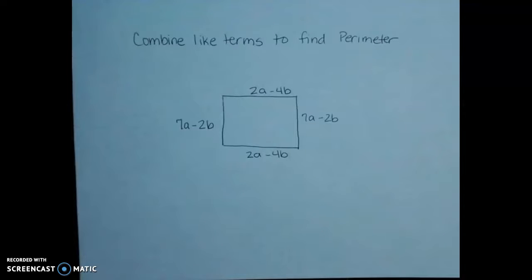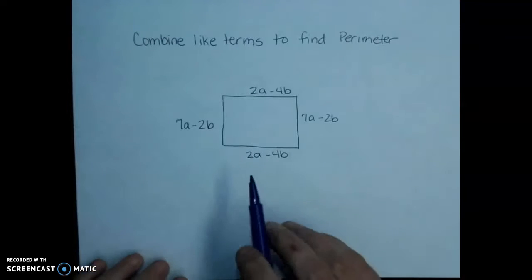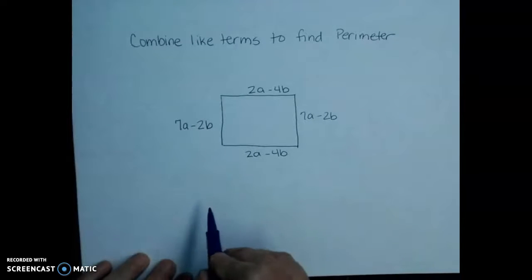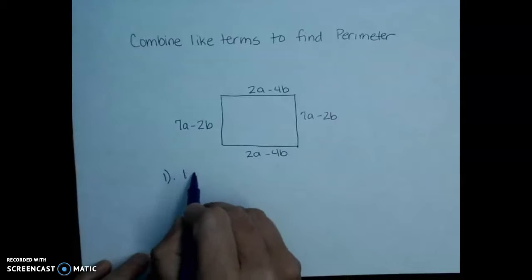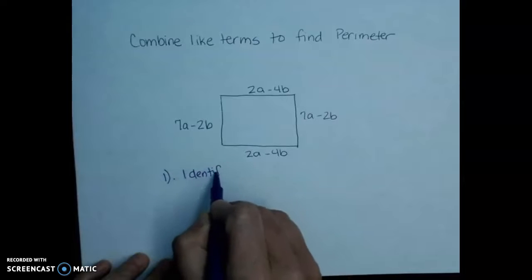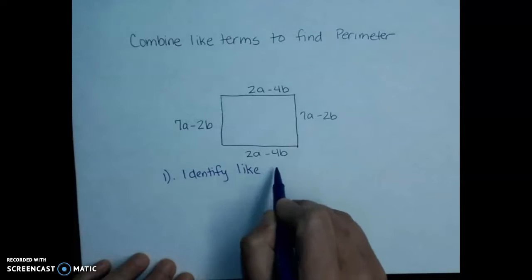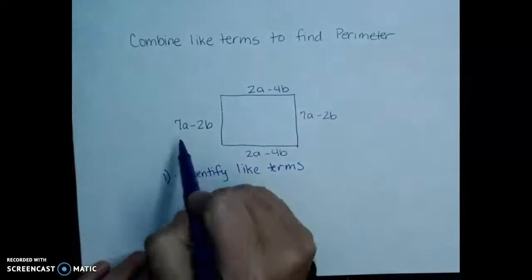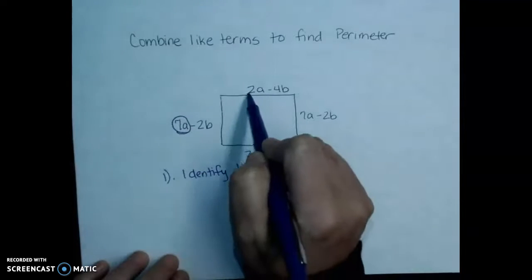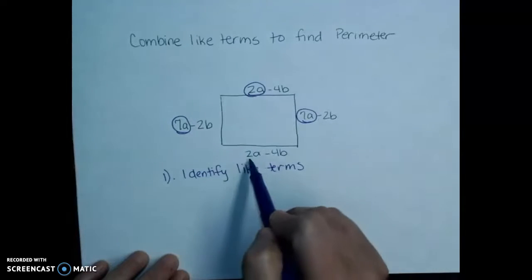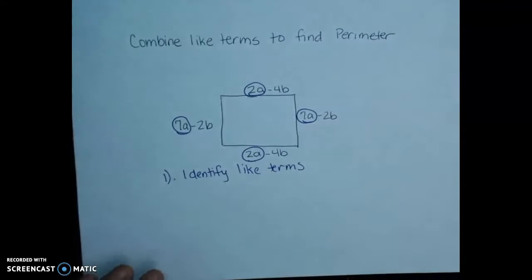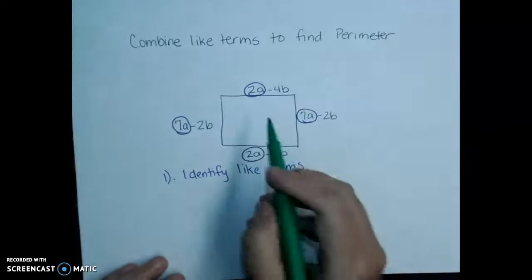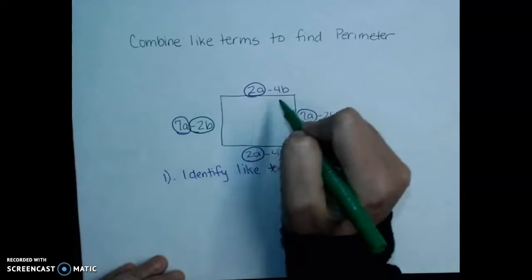This problem is combining like terms to find perimeter. The first thing you want to do is identify your like terms. I'm going to do this today by circling the like terms in the same color, in this case, purple. So I have like terms that all have the same variable raised to the same power. Those would be those first two terms there. And then in green, I'm going to circle the terms that all have the b value.